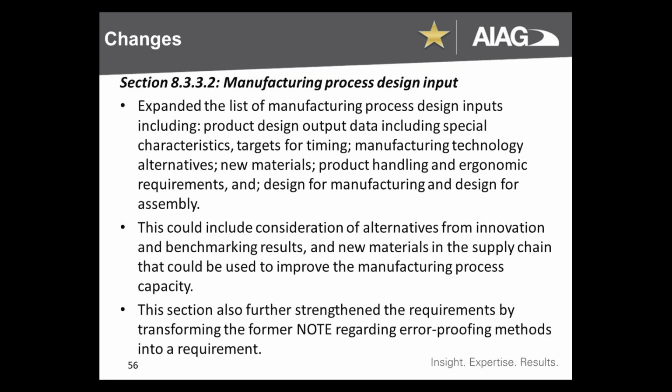This is now manufacturing process design input. Again, similar to product design input, an expansion of the list of process design inputs, including product design output data, including special characteristics, targets for productivity, process capability, timing and cost, new materials, product handling and ergonomic requirements, design for manufacturing and design for assembly. Manufacturing process design shall include the use of error-proofing methods. That's a note that's been moved to a new requirement.